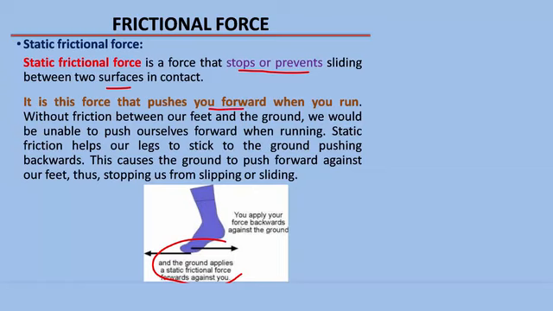Without friction between our feet and the ground, we would not be able to push ourselves forward when running. Static friction helps our legs to stick to the ground, pushing backwards. This causes the ground to push forward against our feet, thus stopping us from slipping or sliding.